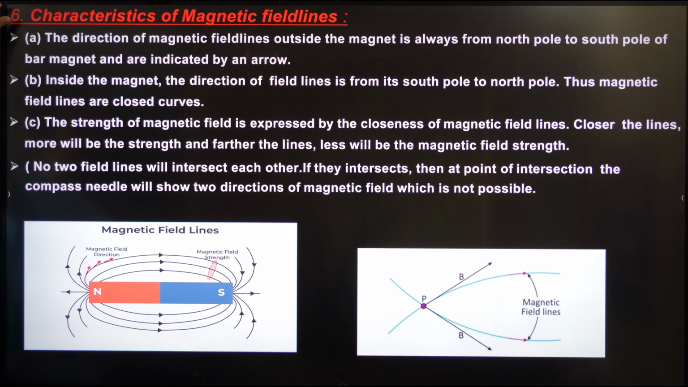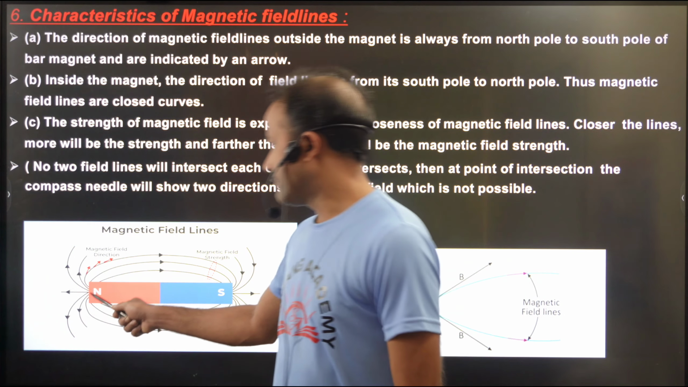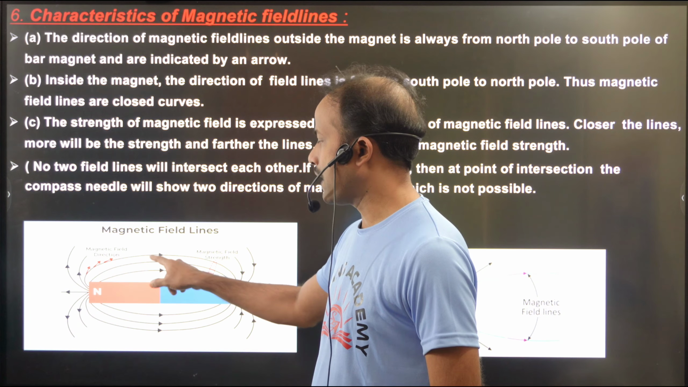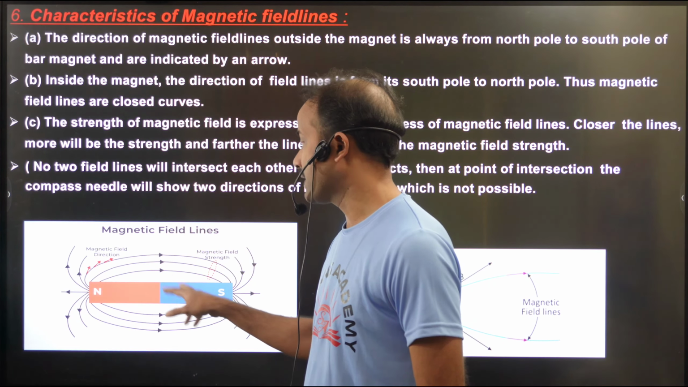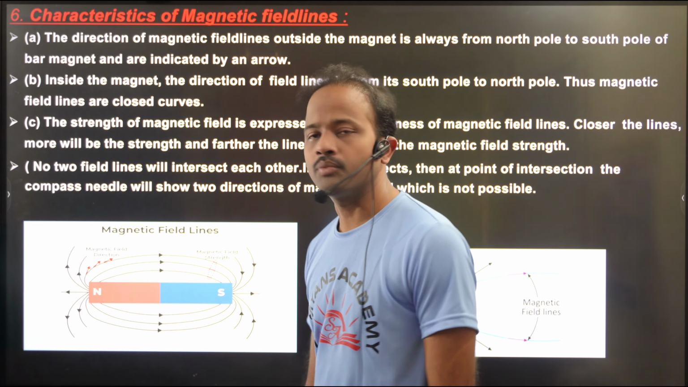Now the characteristics of the magnetic field lines. The direction of magnetic field lines outside the magnet is always from the north pole to the south pole of the bar magnet and is indicated by an arrow. Now you see, all field lines originate from the north pole, okay? And they move towards the south pole, which is indicated with an arrow mark. That direction indicates that the field lines move from north pole to south pole.